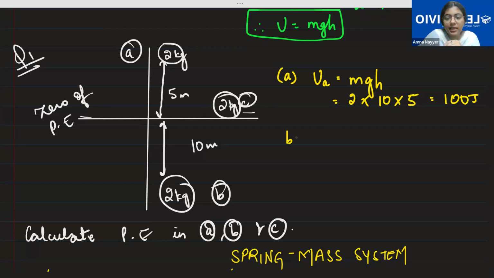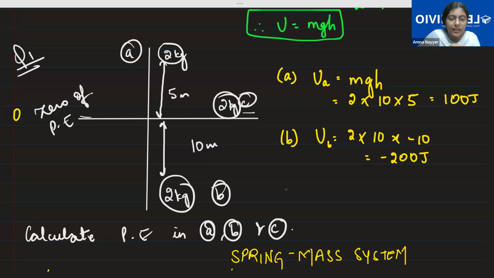Now point B. See, this is below your zero line, below the reference line. So here you'll have mass as 2, g as 10, which means 9.8 unless stated, but displacement will be minus 10 because this is below your zero. This is your zero line, like the origin of the graph. Treat it like your y-axis. Above the axis we take it as positive, and below the axis we consider it negative. So this will be minus 200 joules.